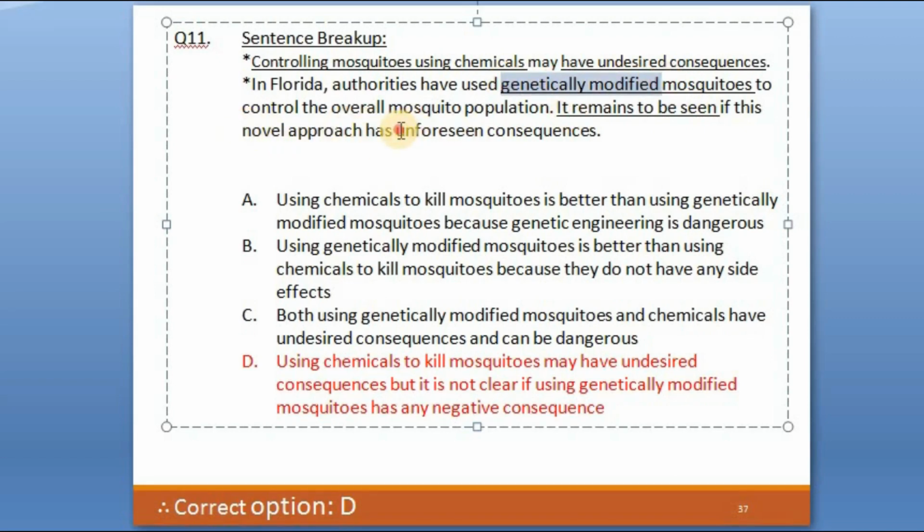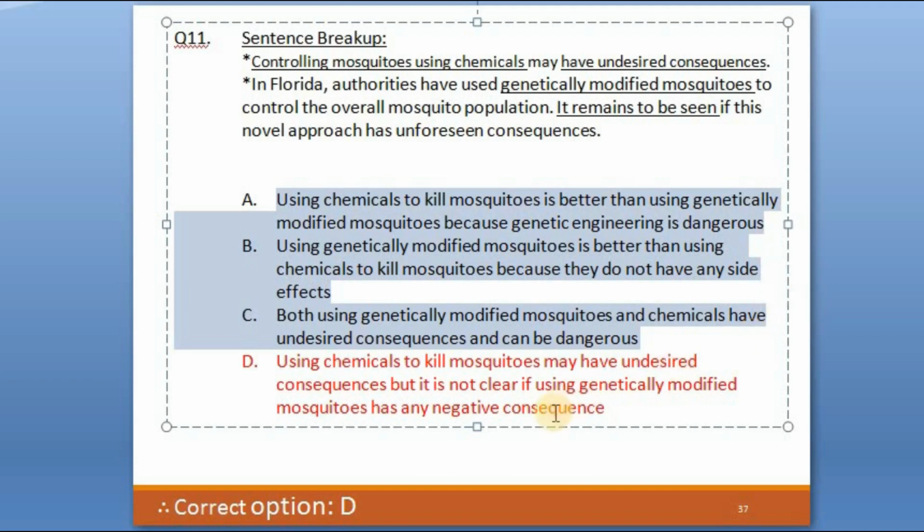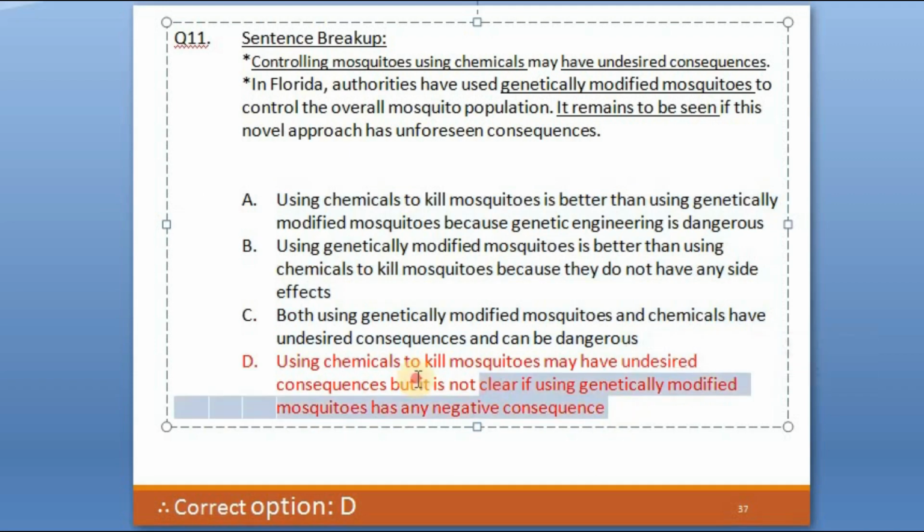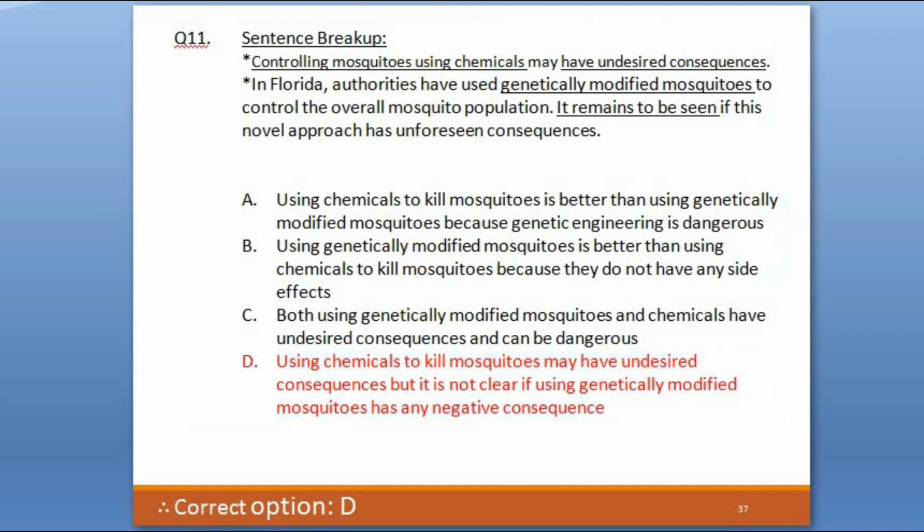So if we analyze the four statements here, the last one, that is using chemicals to kill mosquitoes may have undesired consequences, but it is not clear if using genetically modified mosquitoes has any negative consequences. So this is the only statement which follows these two sentence breakups, right? And the other statements do not follow these given conclusions. Okay. So now let's move to the next question.